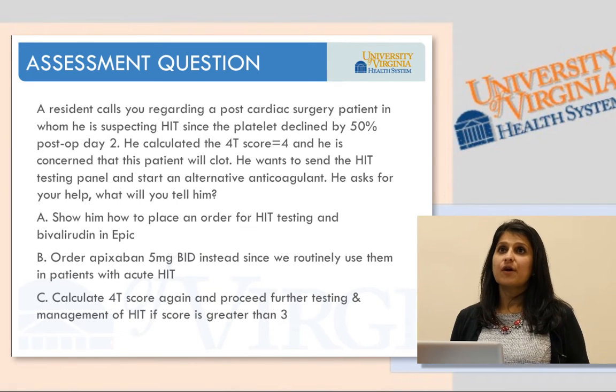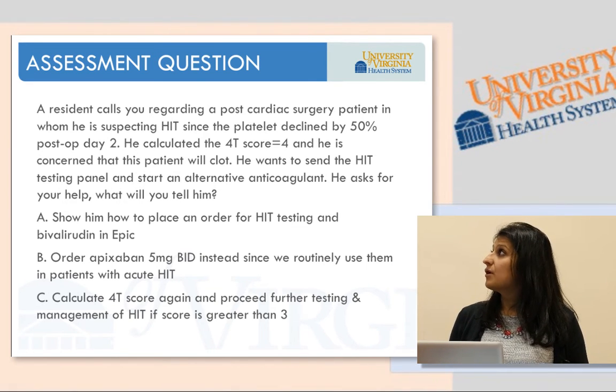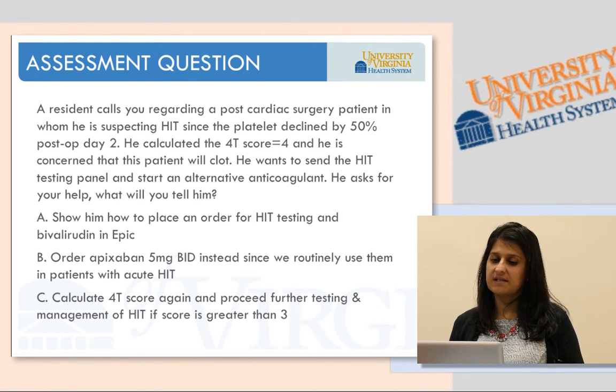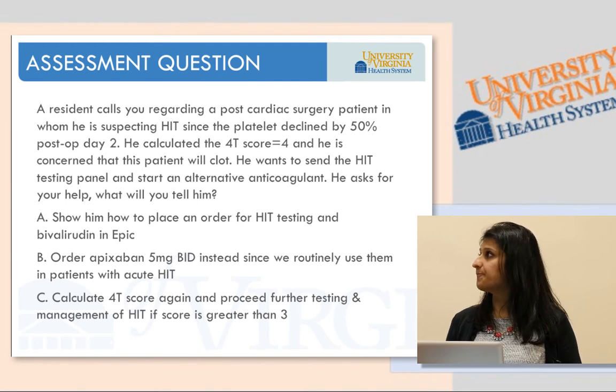So it brings us to the third assessment question. A resident calls you regarding a post-cardiac surgery patient in whom he's suspecting HIT since the platelet count declined by 50% on post-op day 2. He calculated the 4T score to be 4, and he is concerned that the patient will clot. He wants to send the HIT testing panel and start an alternative anticoagulant. He asks you for your help. What will you tell him?